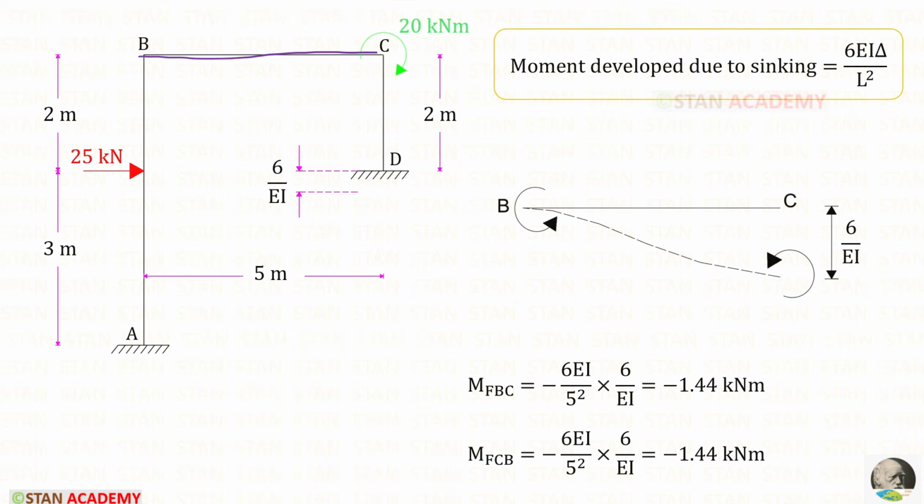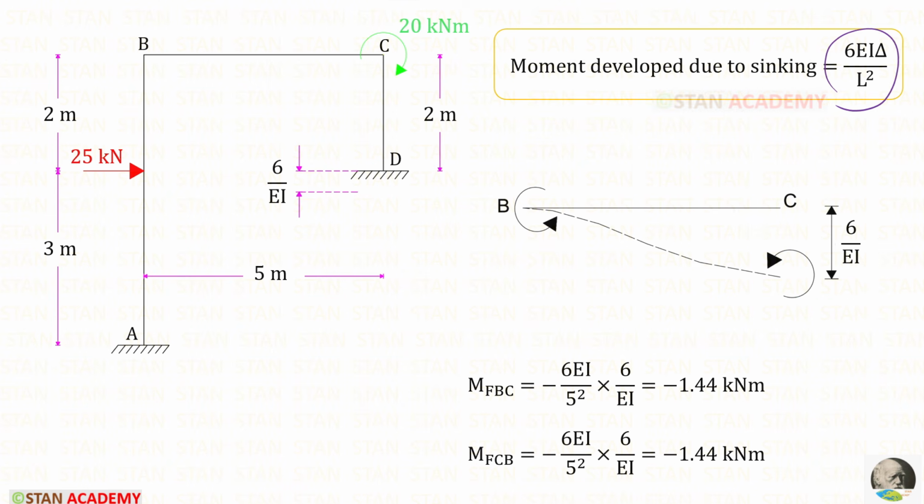In the beam BC, there is no load, but the support D settles by 6 upon EI. So there will be moments due to sinking. They will be developed in the beam BC. If you take the beam BC, the sinking occurs on the right side. We know that if the sinking occurs on the right side, the sinking moments should be negative.